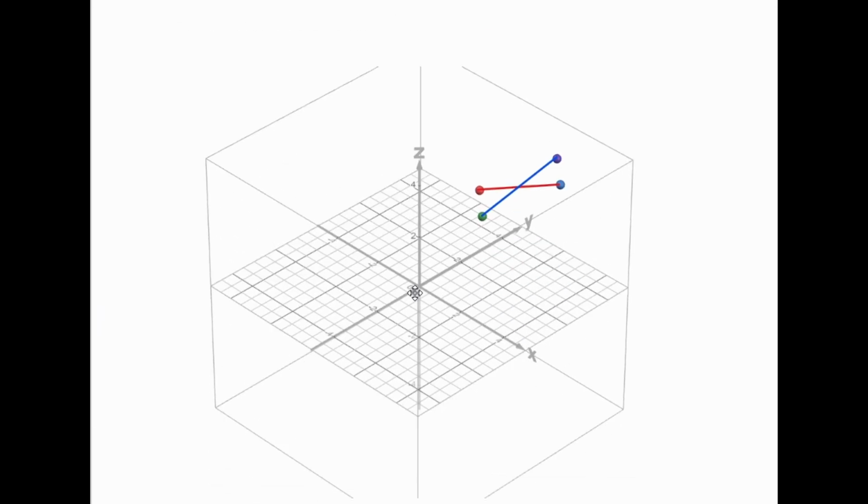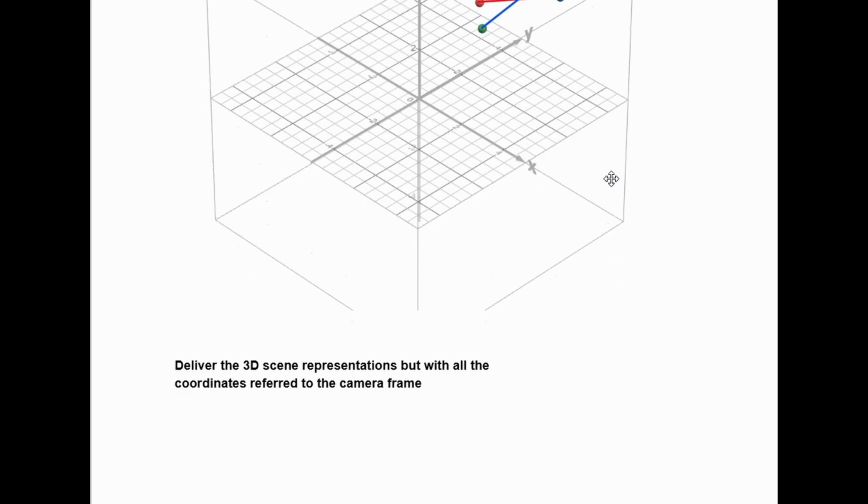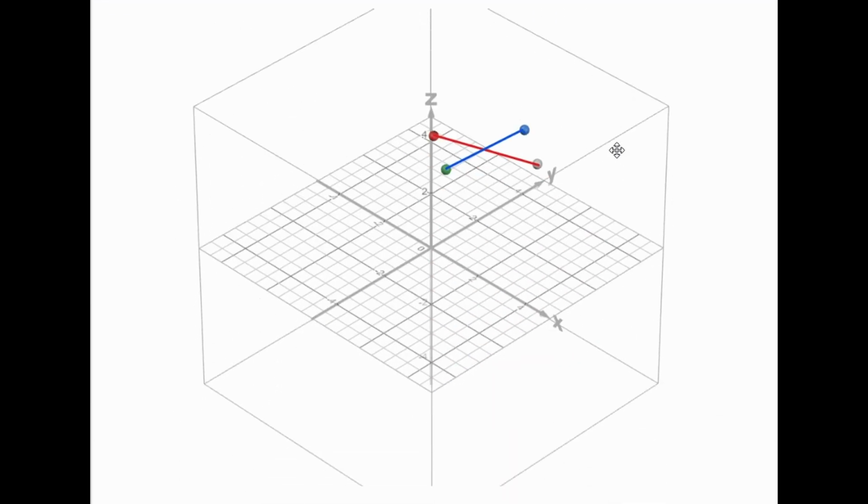Now we show what the vectors are in the world frame, the first one that we were given. And then we make a 3D scene representing the two segments in the second space, the one with the camera.